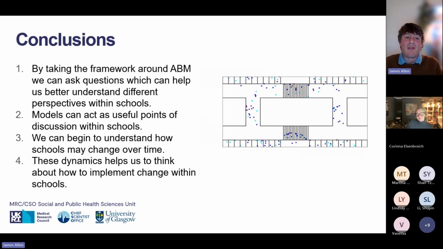So what are our conclusions? By taking the framework around ABM and dynamics, we can ask questions which can help us better understand different perspectives in schools. Models can act as really useful points of discussion within schools, so even having your little dots moving around and talking about that is a really effective way of understanding dynamical processes. Also, once we have our model and we're happy with it, we can begin to understand how schools may change through time, and these dynamics can help us think about ways we can implement change.